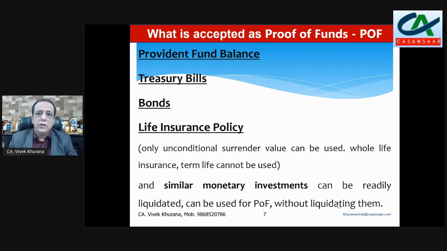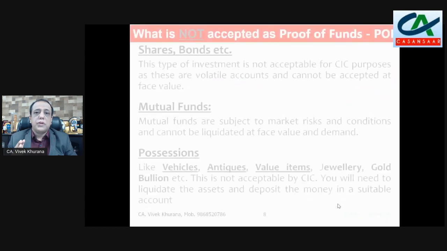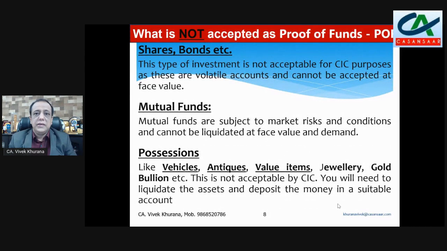No, only unconditional surrender value can be used, and similar monetary investments that can be readily liquidated can be used as the proof of fund without liquidating them. And then what is not accepted as the proof of funds? क्या क्या not accepted as the proof of fund है?